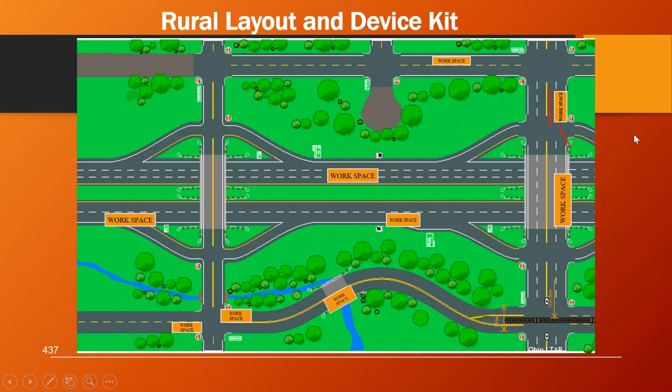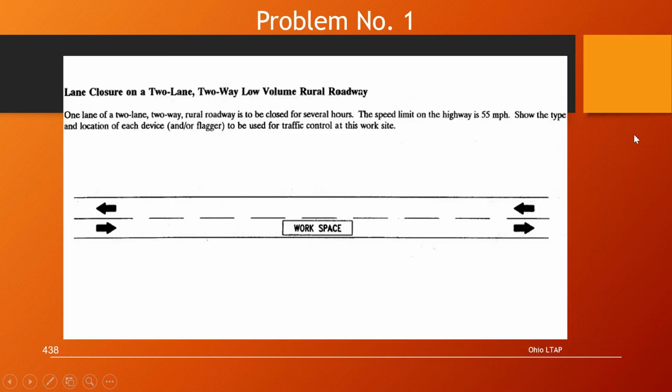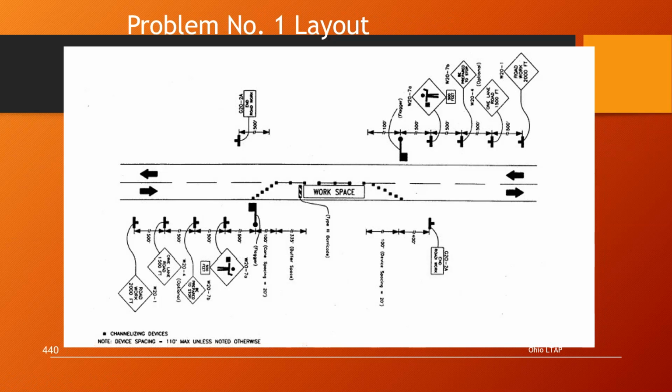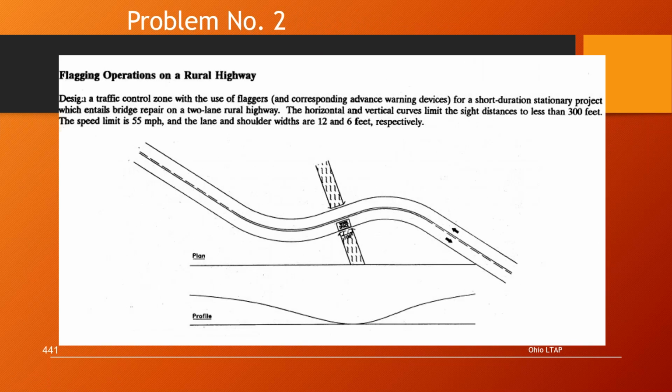So let's pick one here. Let's pick the 2-lane. Let's don't do low volume. Let's do this one here. Let's do a curvy. Here we go. It says a flagging operation. So it says design a traffic control zone with the use of flaggers and corresponding advanced warning devices for a short duration stationary project, which entails bridge repair on a 2-lane rural highway.